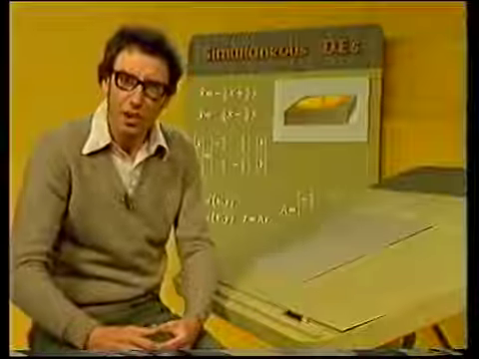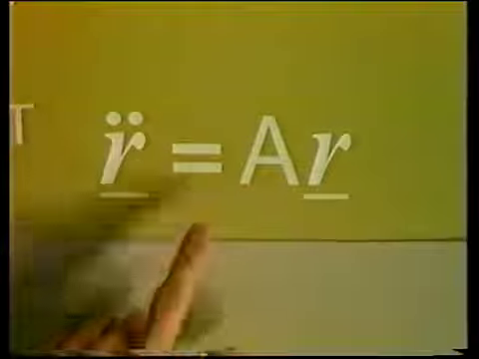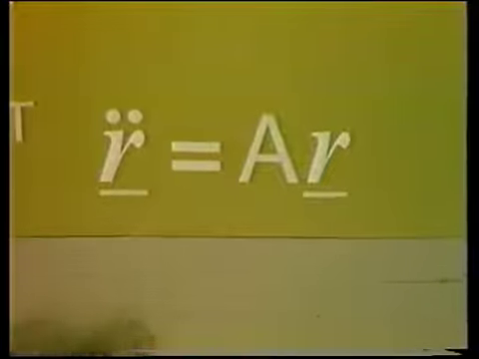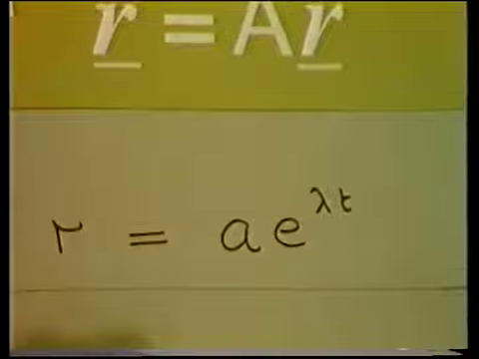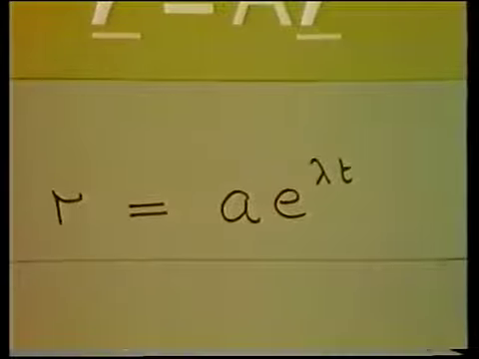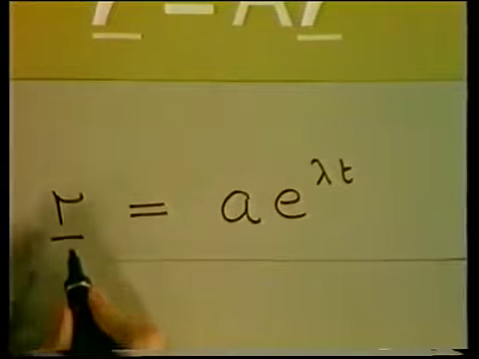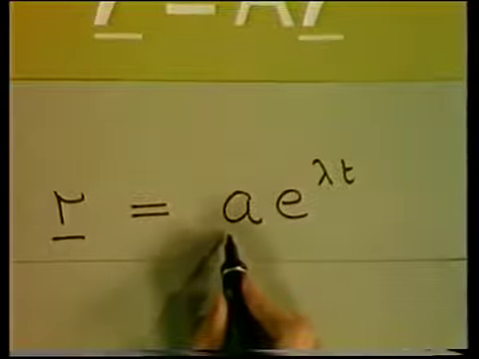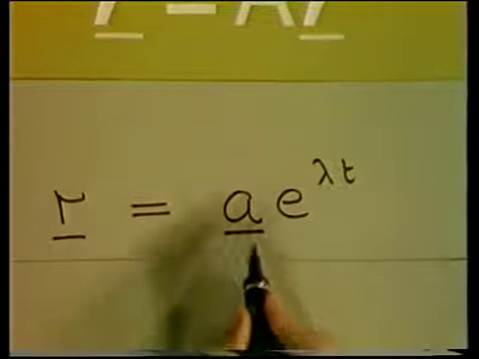Well, here's our equation. And John suggests that I look for a solution of this exponential form. Now, in my case, my variable is a vector. So I better try something that's a vector, and I can do that as long as I make a vector.